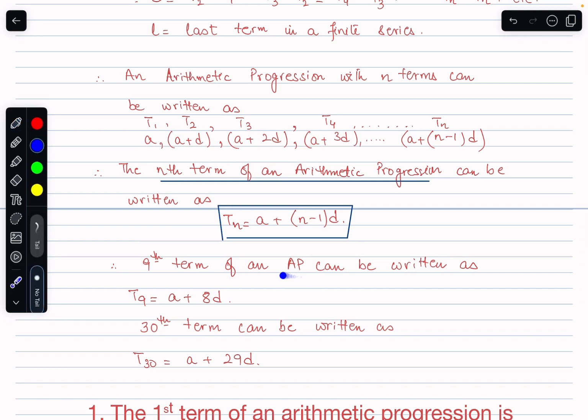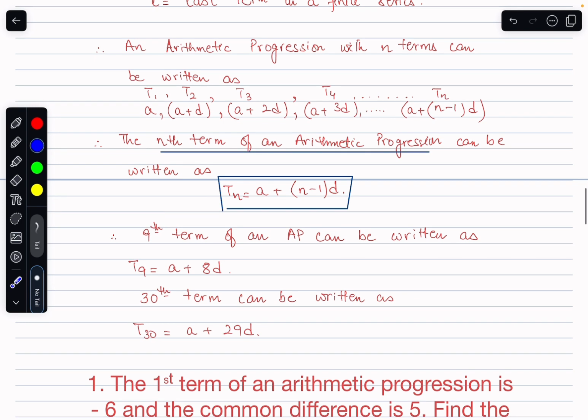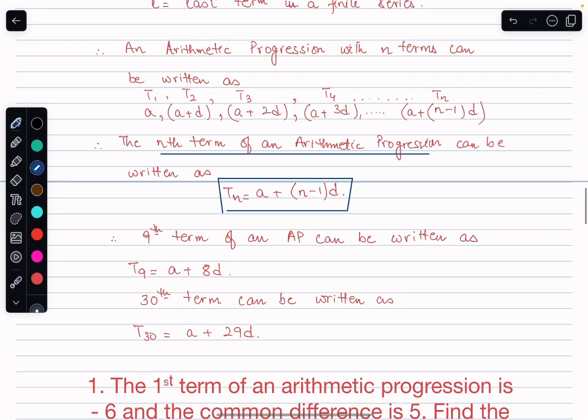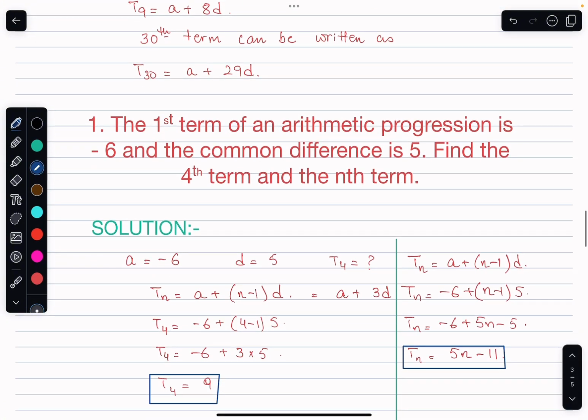Therefore, the ninth term of an arithmetic progression, this is an example that I have just written here, can be written as T9, which will be equal to A plus 8d. 9 minus 1, that's an 8. The 30th term can be written as T30, which equals A plus 30 minus 1, that's 29d here. So this is how quickly we can make a term formula for the arithmetic progression. So let's do some examples to get the concept clear for arithmetic progressions.